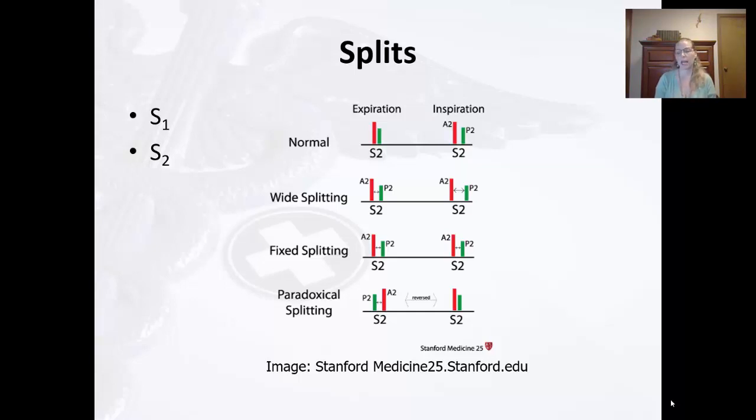Okay, but again, in patients who might have pulmonary arterial hypertension or patients who have pulmonary valve stenosis, you might hear wide splitting. In patients that have ASDs and right-sided heart failure or pulmonary hypertension, you might hear fixed splitting. And in patients who have aortic valve stenosis, then you might hear a paradoxical splitting.